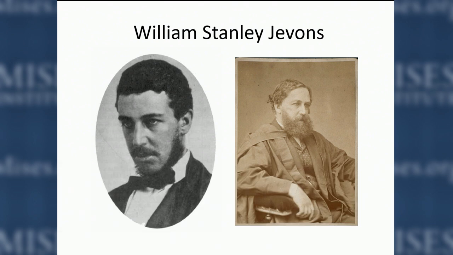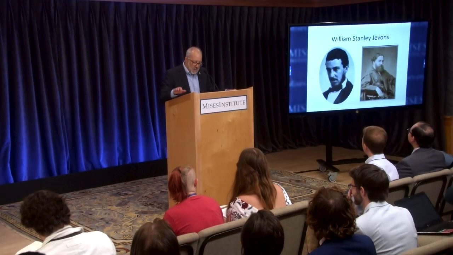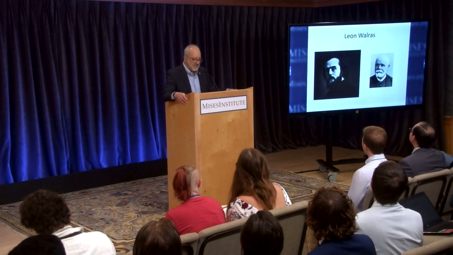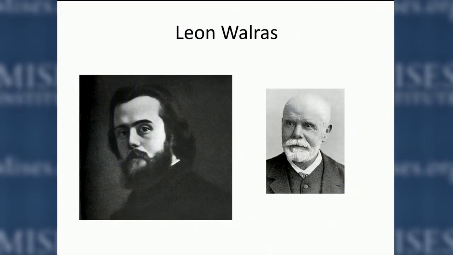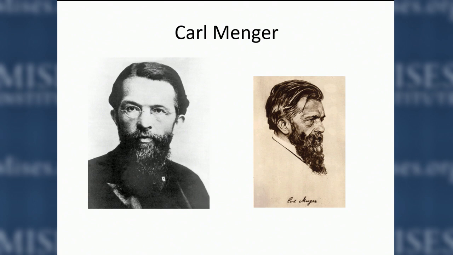Okay, so that's William Stanley Jevons. He's kind of a dashing ladies' man type when he's young. If you look at him when he's old, though, he looks like a weird old guy that sits on a bench and feeds the pigeons. That is Leon Walras, the Swiss-French writer. Again, he's kind of dark and mysterious when he's younger. When he's older, he's like your grandfather. And here's Karl Menger. Okay, he's a dashing ladies' man when he's young, and he's very distinguished when he's old. So unlike the other two, he aged very well.